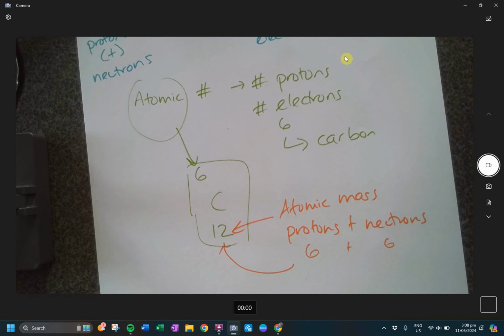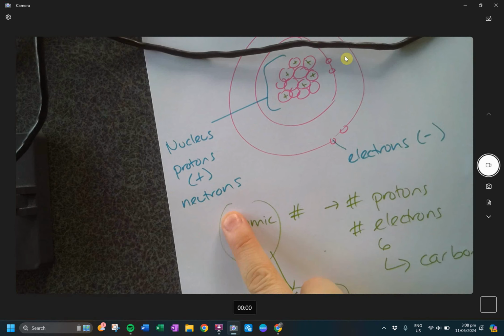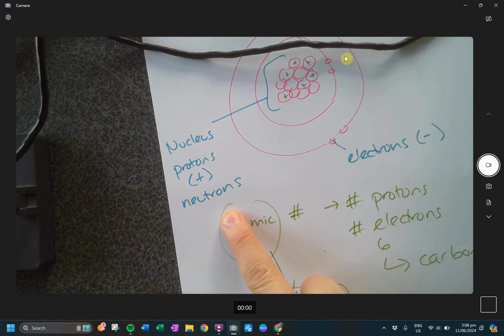Now, the other thing that happens is we can have extra neutrons. Extra neutrons do not change the atomic number. What that does is it makes an isotope. So an isotope is the same element with a different number of neutrons, so a different atomic mass.